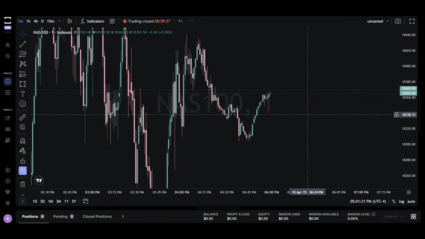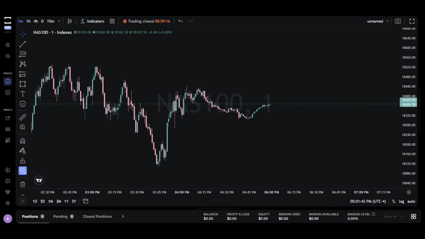Okay, so now here's where things really start making sense. Market structure. You have to understand market structure when you're trading. So the market moves in patterns with higher highs, higher lows, and an uptrend. And then you have lower highs and lower lows in a downtrend. So I can show you this on the chart.